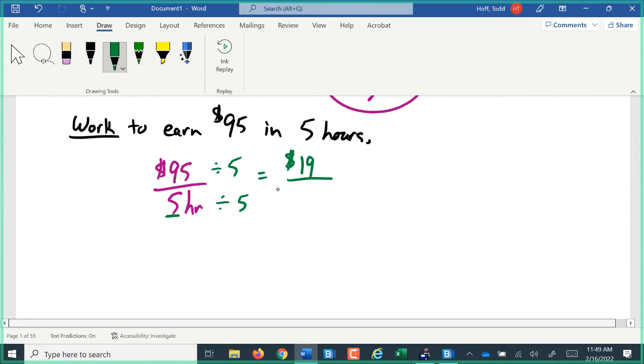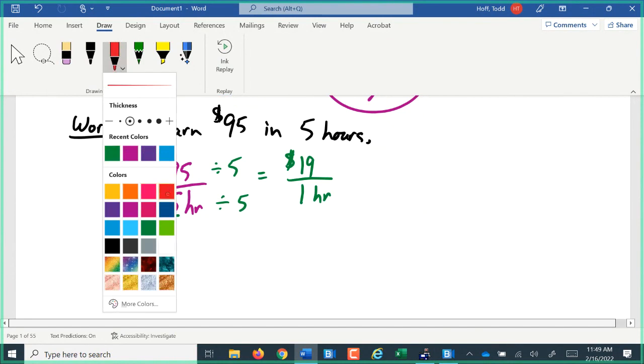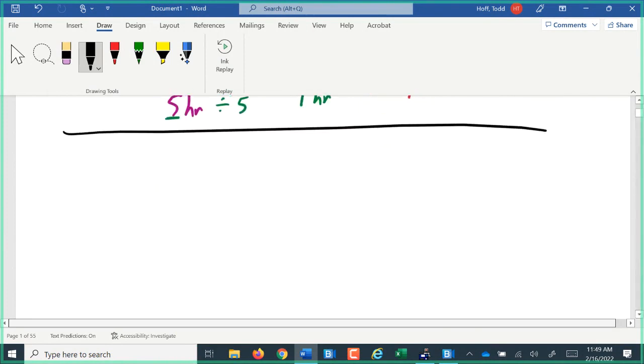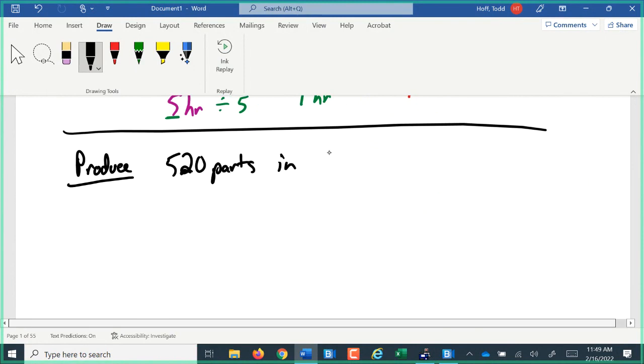5 hours divided by 5 is 1 hour. And of course, we generally convert that to an abbreviated form of $19 per hour, like that. If you're working in a production setting, you might produce 520 parts in 20 hours.